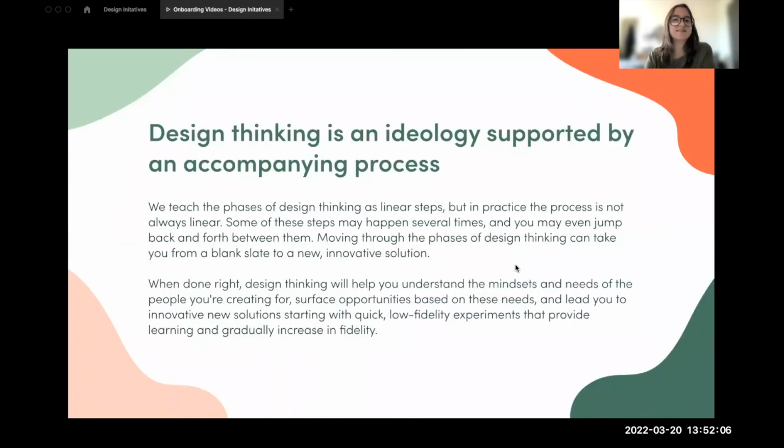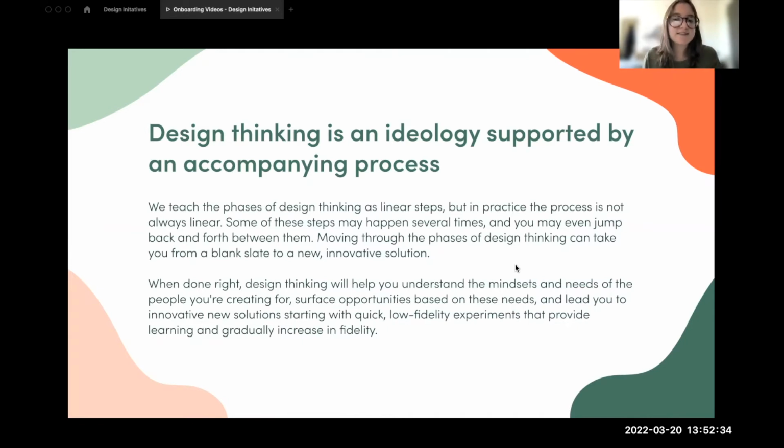So design thinking is an ideology supported by an accompanying process. They're 2 separate things. Often the phases of design thinking are taught as linear steps, but in practice, the process is not always linear. Some of these steps may happen several times and you may jump between a few of them. So moving through the phases of design thinking can take you from a blank slate to a new innovative solution in a lot of different ways. There's not a step-by-step recommendation.